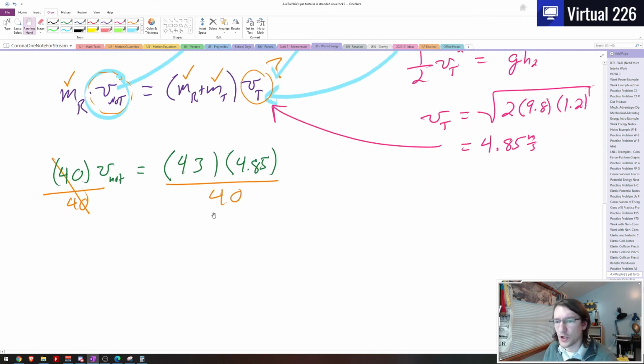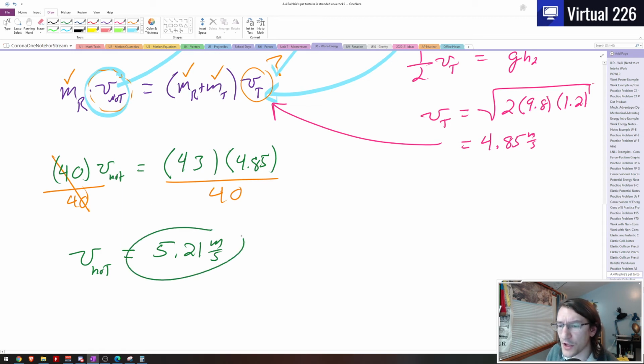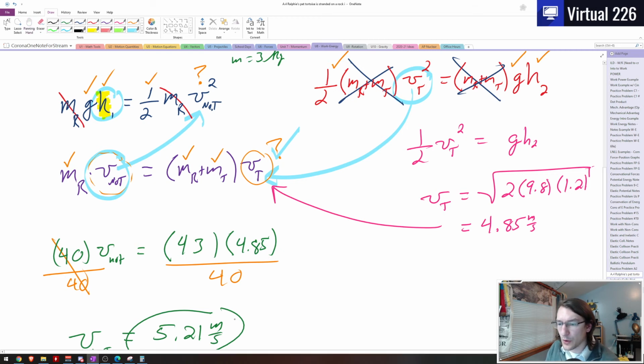43. So when we solve for this now, we can say that the velocity of Ralphie without his turtle, no turtle, is going to be equal to 5.21 meters per second. Notice how Ralphie was moving faster, and then when he grabbed the turtle, they slowed down due to that conservation of momentum. So we'll take this 5.21 meters per second, and we will throw it.